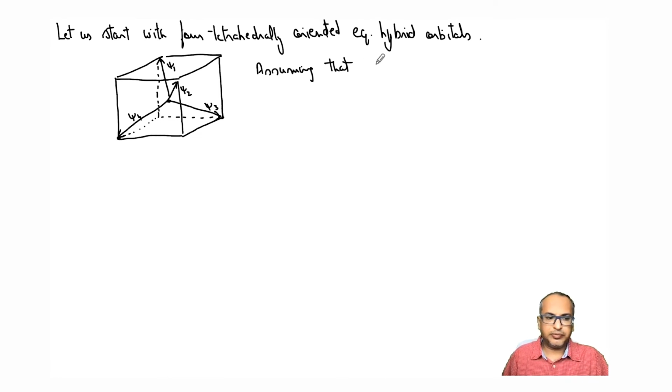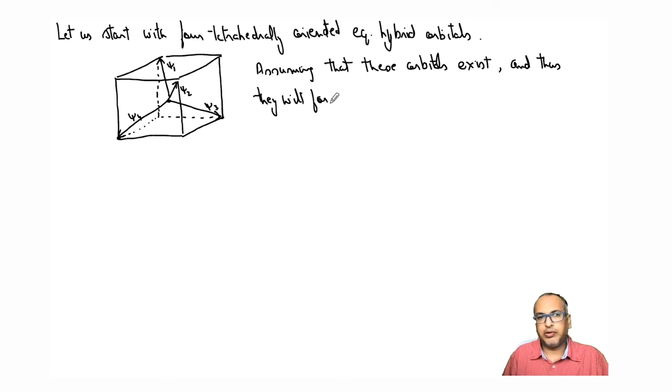Okay, so now here we are assuming that these orbitals are already existing. Orbitals exist, and thus they will form bases for a representation in the Td point group, right?